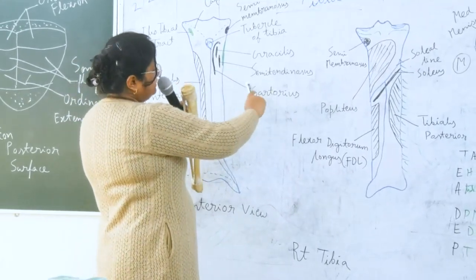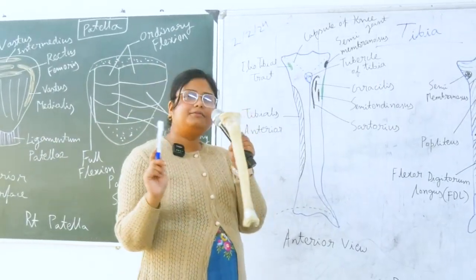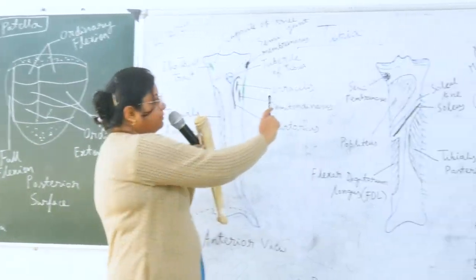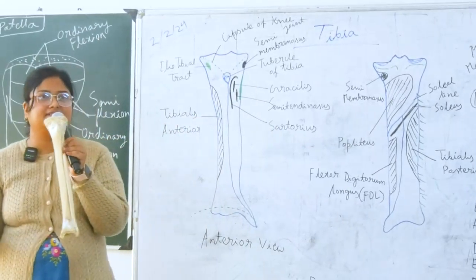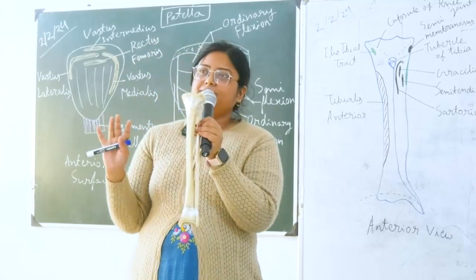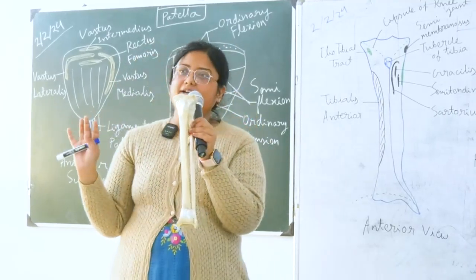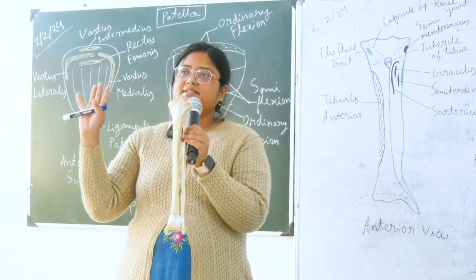Okay, semitendinosus causes extension of the hip but flexion of the knee, and gracilis causes adduction and flexion of the hip. So these are the functions of these three muscles. So these three are together called the gyropes. So medial surface is done.